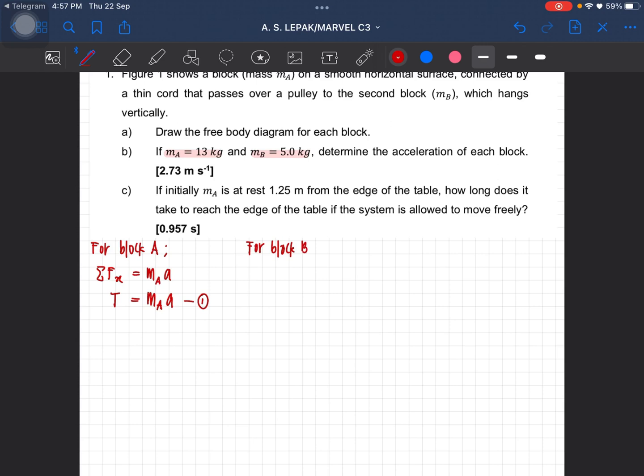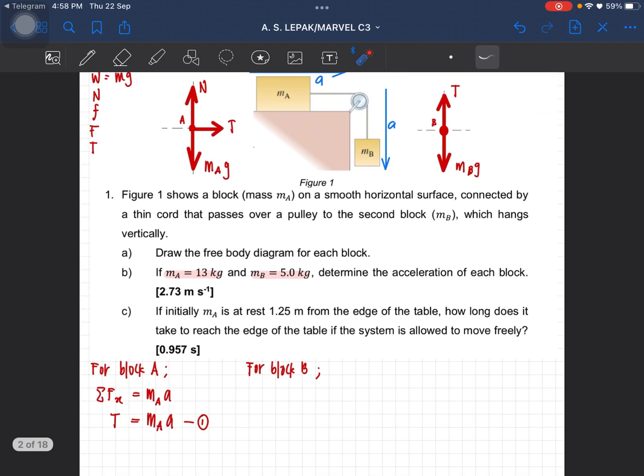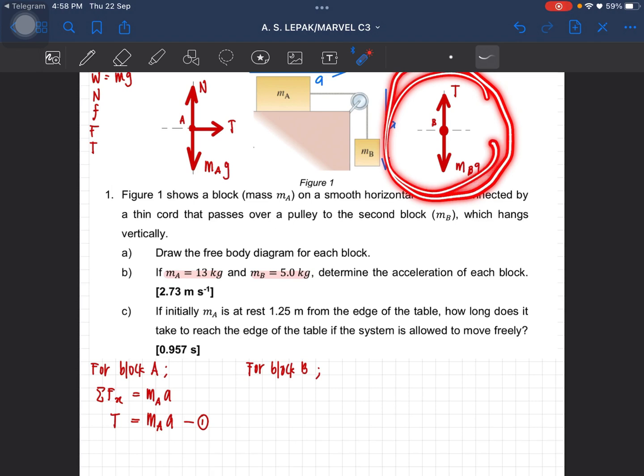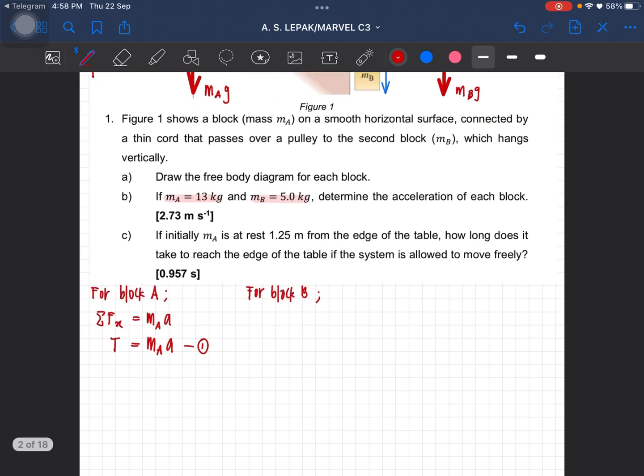Okay, for block B, we are going to look only at the y component. Why do we look at the y component only? Because we do not have anything in the horizontal component. Other than that, the movement is also in the y component. So we must look at the component that has motion, because we are finding the acceleration. So the total force in the y component is equal to mbA.